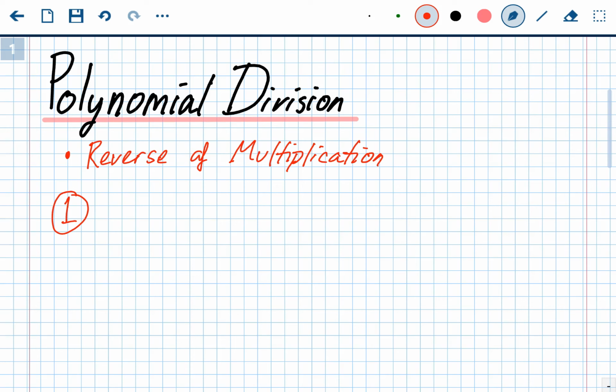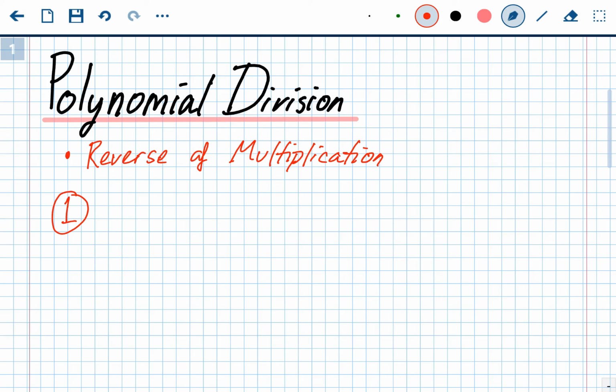Okay, so we've done all the operations with polynomials. We've classified polynomials. We've added them. We've subtracted them. We've multiplied a bunch of different ways. Multiply by a monomial, multiply by a binomial, multiply by trinomials, and different methods of those. The last operation is obviously division. So we're going to run through polynomial division here.